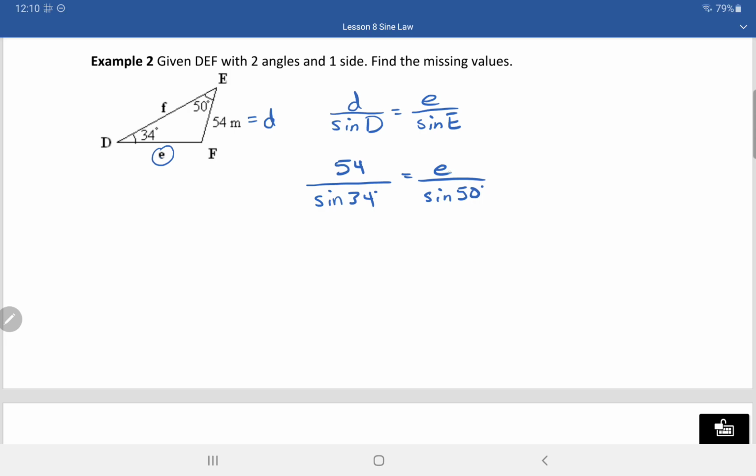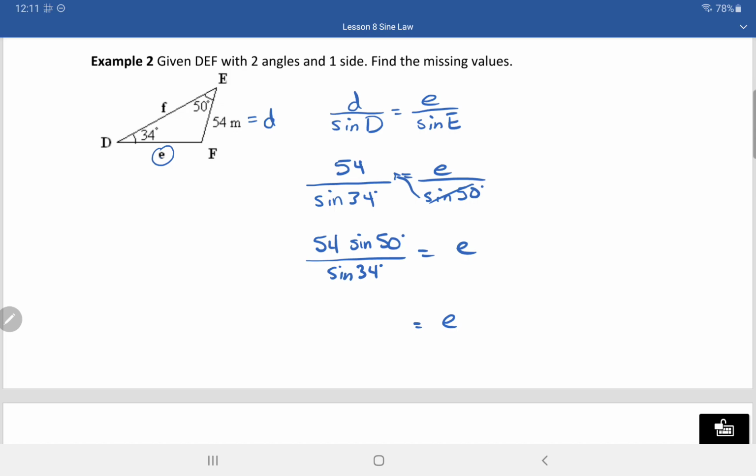All we want to do now is get E by itself, and just like we did in the previous lessons, to get rid of dividing by sine 50, we bring it up and we multiply. So you end up with 54 times the sine of 50, and it's still divided by the sine of 34, and that gets E by itself. You're basically multiplying both sides by sine 50, and it cancels it here, and it brings it up and over.